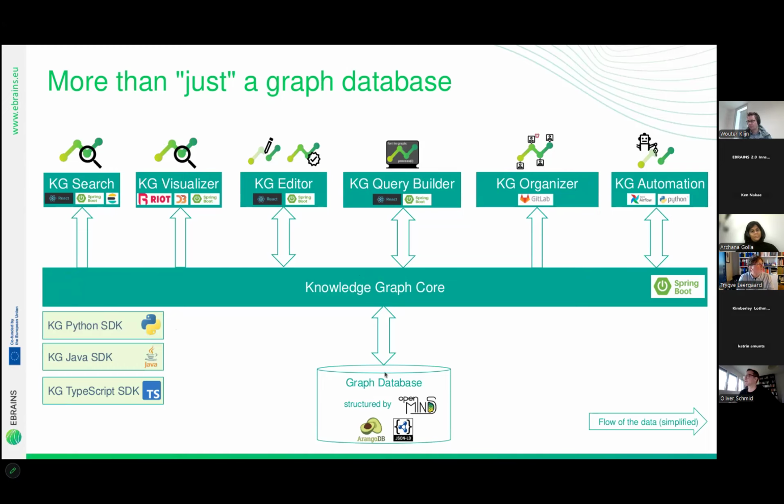And last but not least, since I saw in the chat that there's developers talking about Python, obviously we also do have SDKs for the various languages. So it helps you to have an easy binding towards the knowledge graph power from your most favorite programming language.